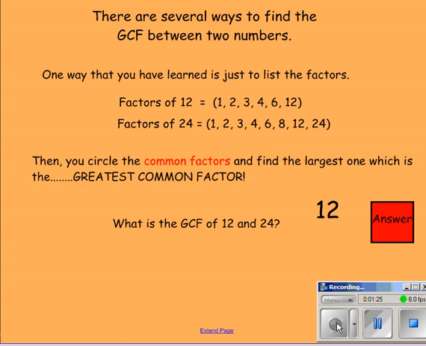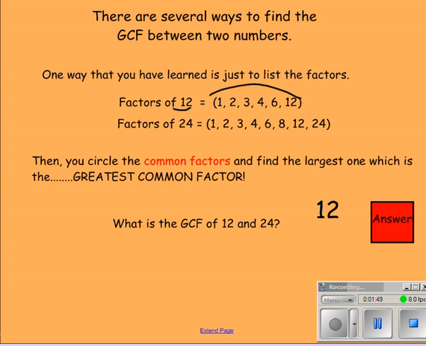Okay, there's several ways to find the greatest common factor between 2 numbers. Once we go through them, you're going to find the one that works best for you, and that's the one you'll want to fall back on. You'll want to look at all 3 and then choose the one you like the best. One way that we just did, and that was real quick, is you list them. By listing them, you write your number, and you write all of the factors of the numbers.